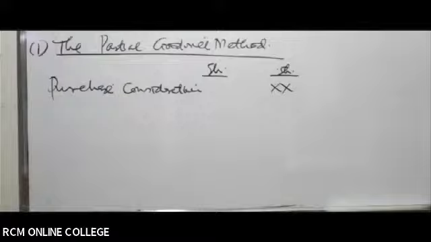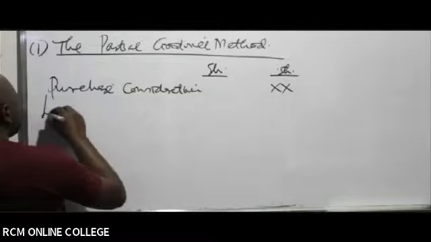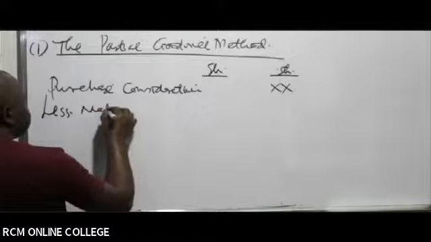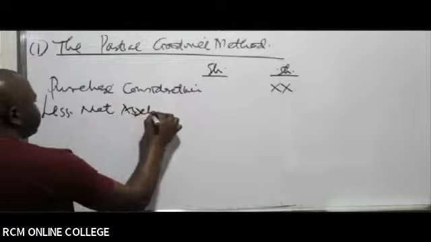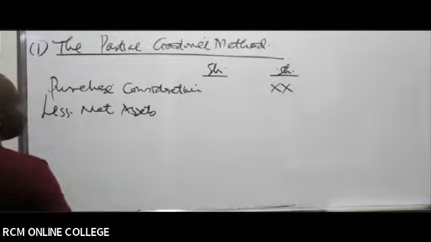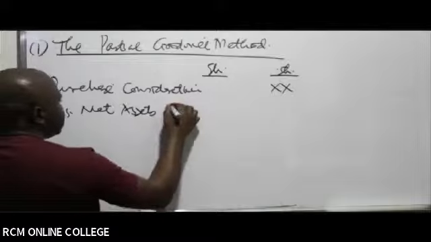Then you don't actually consider the fair value of NCI immediately. In this case you do what? Deduct the net assets acquired. So here there's no fair value of NCI that you add. It's not the full goodwill method. So less the net assets acquired.